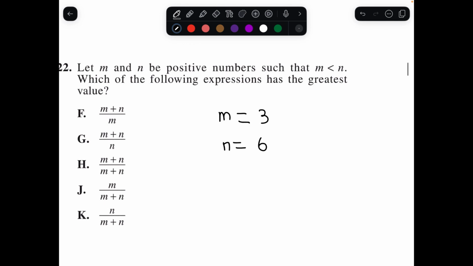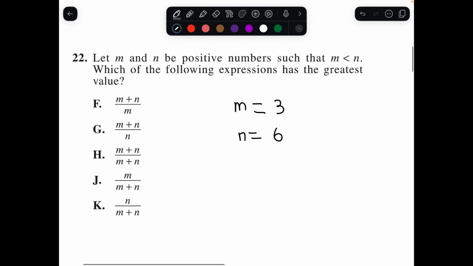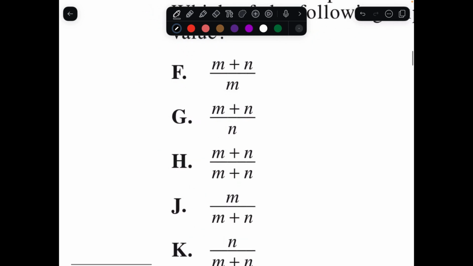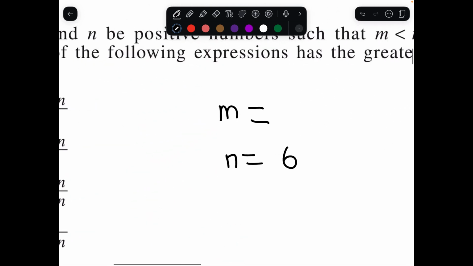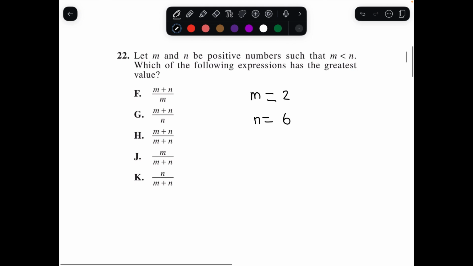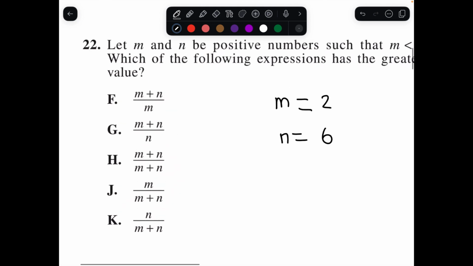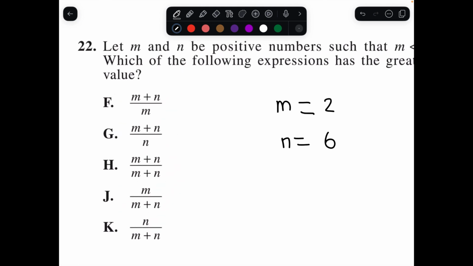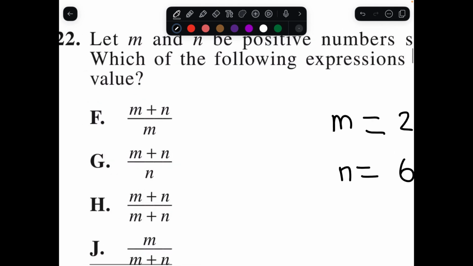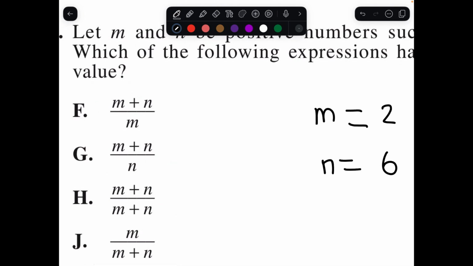6, okay? And now, actually, let's go with 2 even numbers, because now it's going to be easier with dividing, right? So let's go 2. M is 2, n is 6. So now, this is just pretty easy. So let's just plug in m. Let's plug in 2 for m, and let's plug in 6 for n. So for the first one, 2 plus 6 over 2. That's 8 over 2, which is 4.